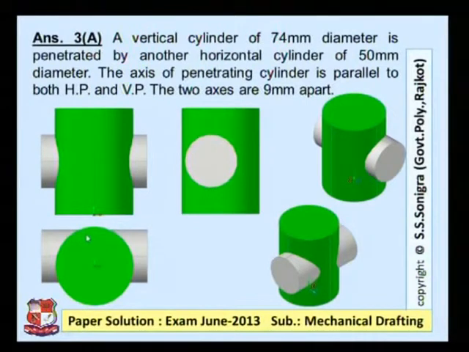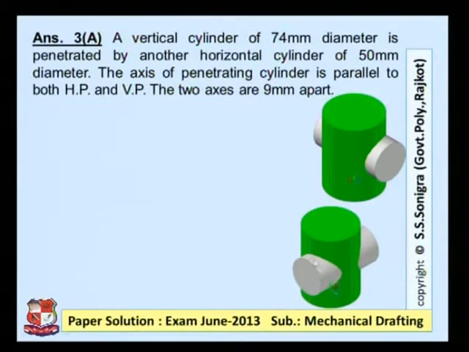This is the side view. In side view, this cylinder would be on this side, towards the left side. The distance between axes is 9 mm apart. So if this is a side view, front view would be like this, top view would be like this. Now what's about this second case?